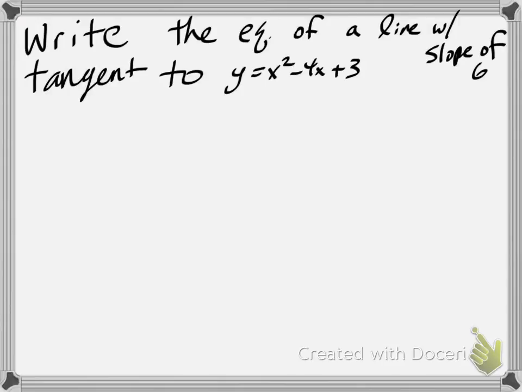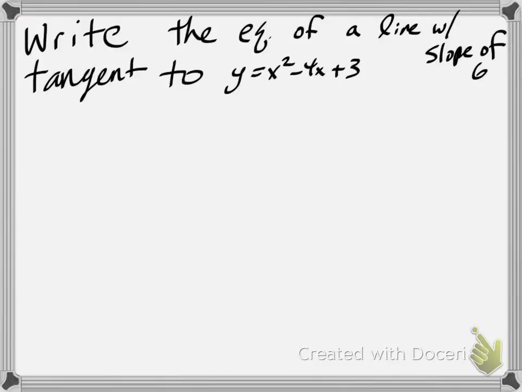Here we're asked to write the equation of a line with a given slope of 6, and that line needs to be tangent to the given parabola. So in a sense, this is a different kind of problem than we've seen before, one that requires you to really understand the pieces of the tangent line and also how slope and derivative go hand in hand.